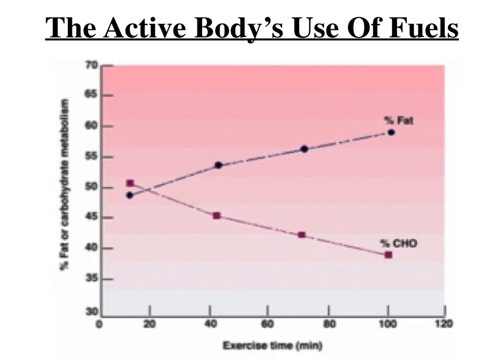The same sort of line in this graph, exercise, goes hand in hand. If we exercise for only a little bit of time, this graph is showing roughly 50-50. However, if we increase the length of time out to 100 minutes here, we're decreasing the amount of carbohydrates, but we're increasing the amount of fat that's being consumed.